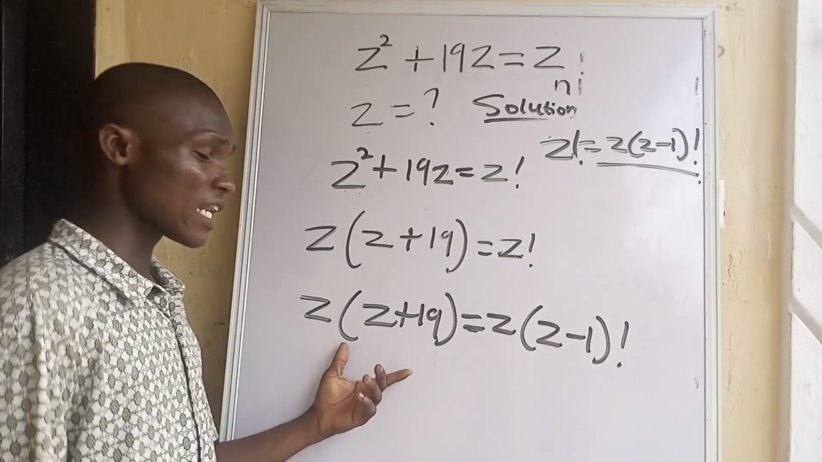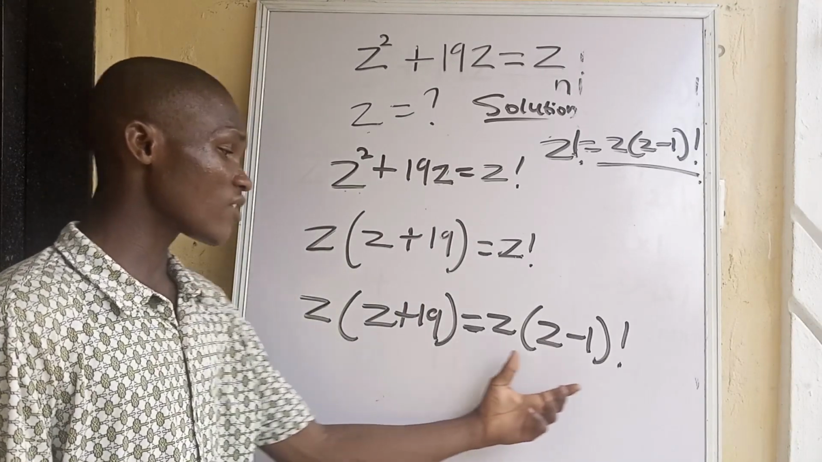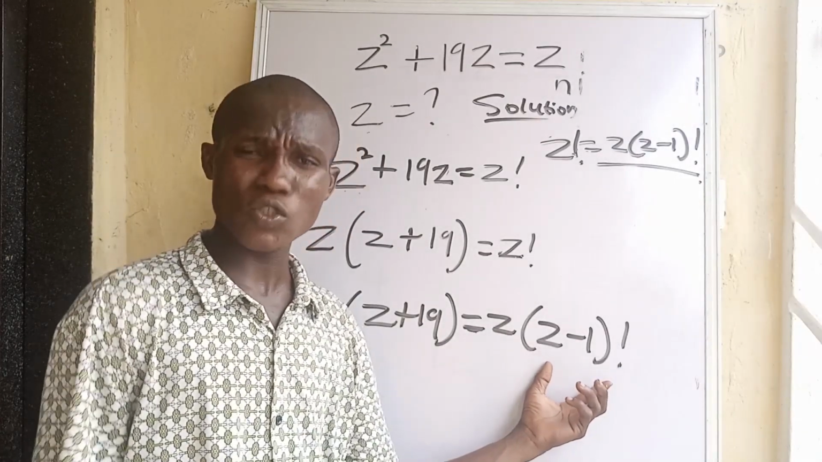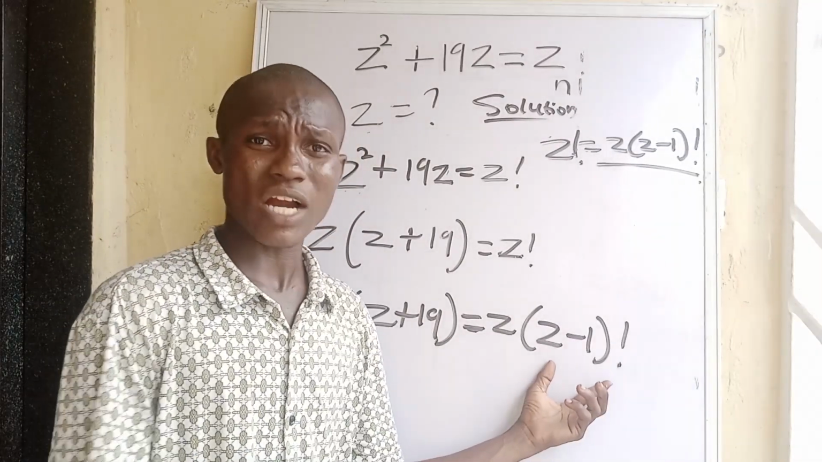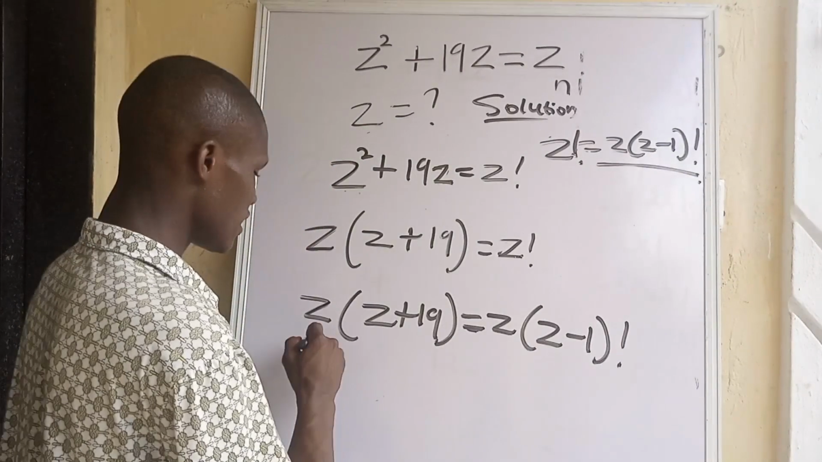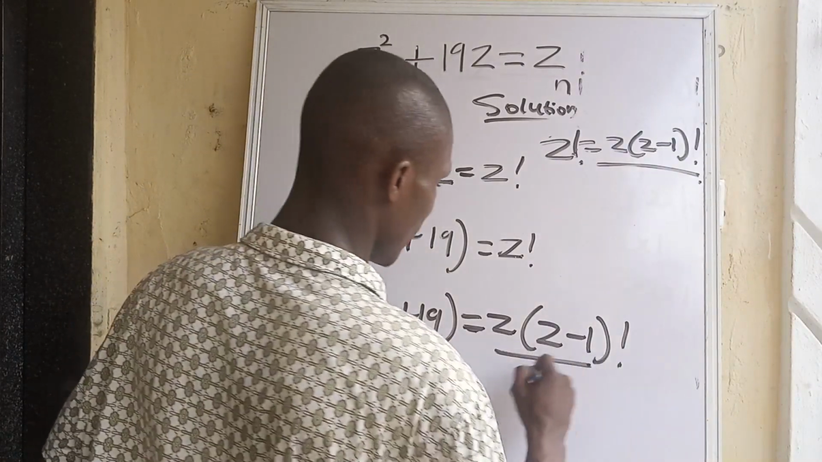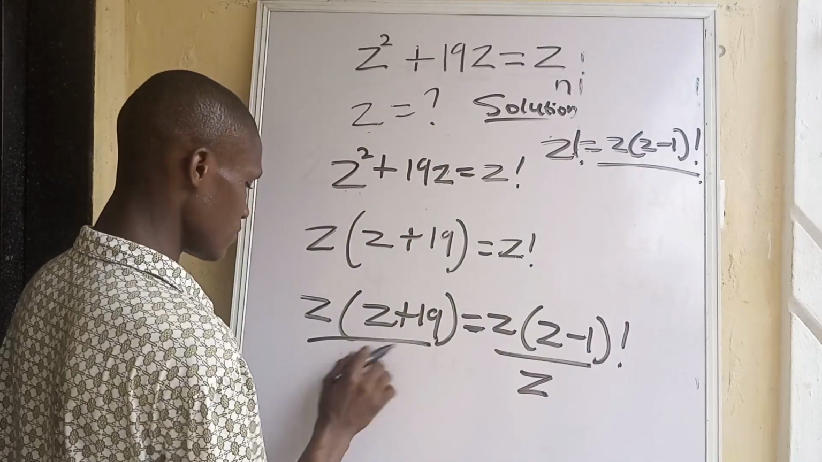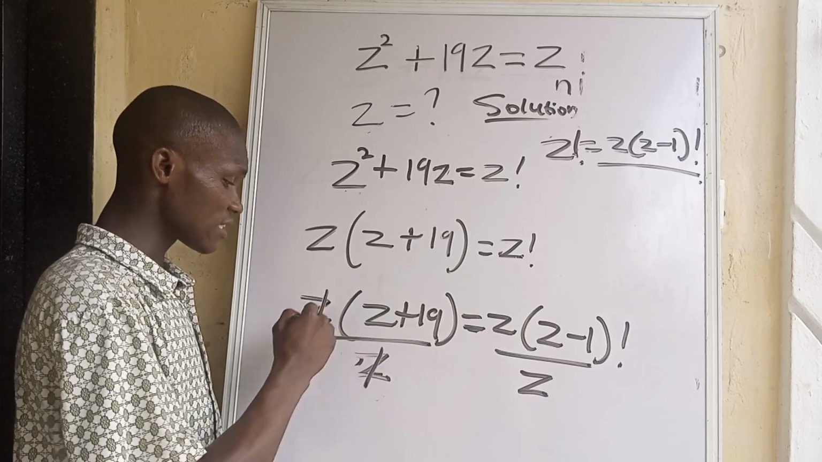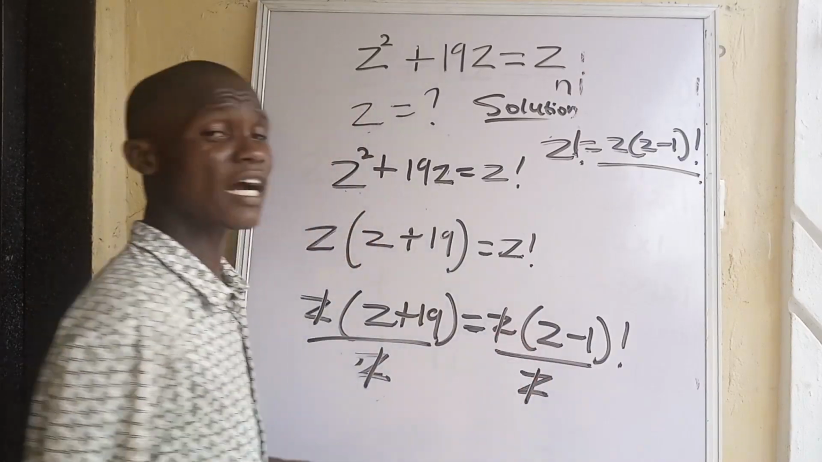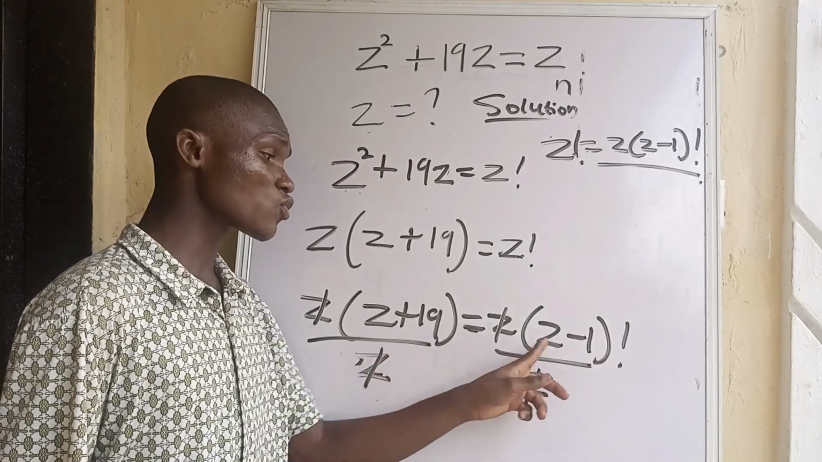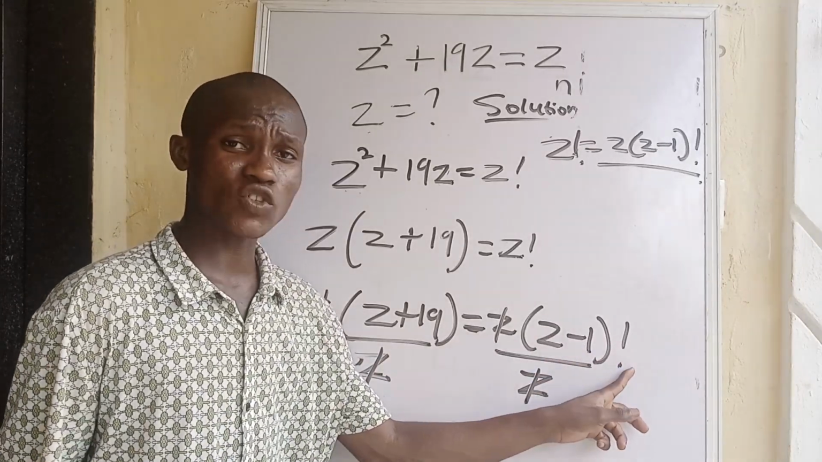Okay, we can see that at the left hand side we are having z, and at the right hand side we are also having z. So what are we simply going to do? We are going to cancel off z. So cancelling off z, we are going to divide both sides by z. So by the time we do this, this and this can go off. So what are we left with? We are now left with z plus 19 is equals to z minus 1 of the factorial, right?